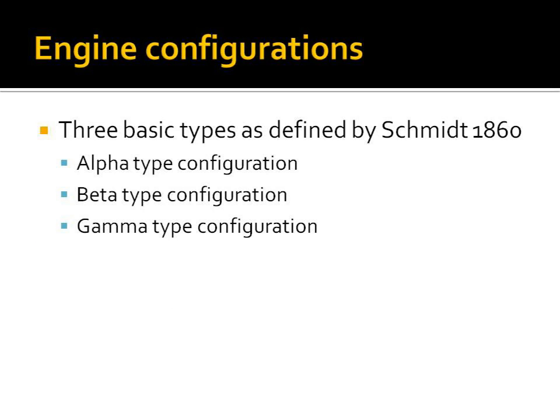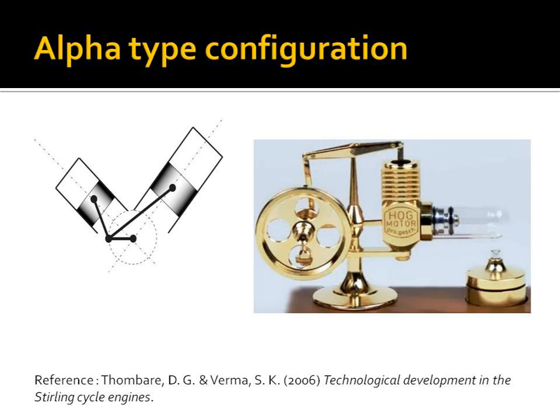So now going on to engine configurations, there are 3 basic engine configurations as developed by Schmidt in 1816, and they are the alpha, the beta, and the gamma. The alpha type configuration consists of 2 cylinders with 2 power pistons. Not shown in the diagram is a regenerator, which allows the working fluid to pass from cylinder to cylinder. As I said, the Ericsson engine is based on the alpha type configuration, and I stay away from the alpha type configuration because of the tolerances needed in producing not 1 but 2 power pistons.